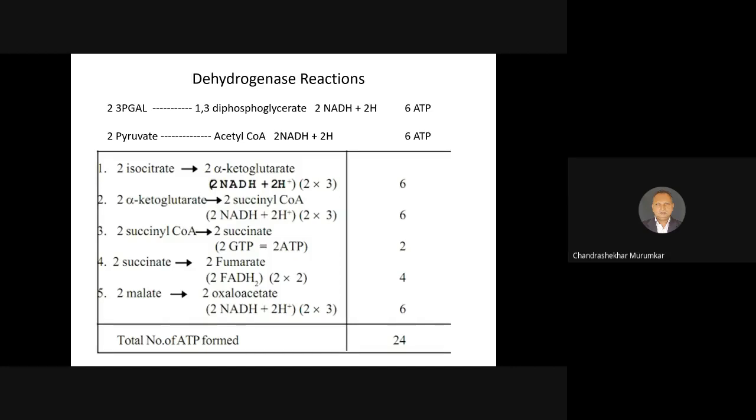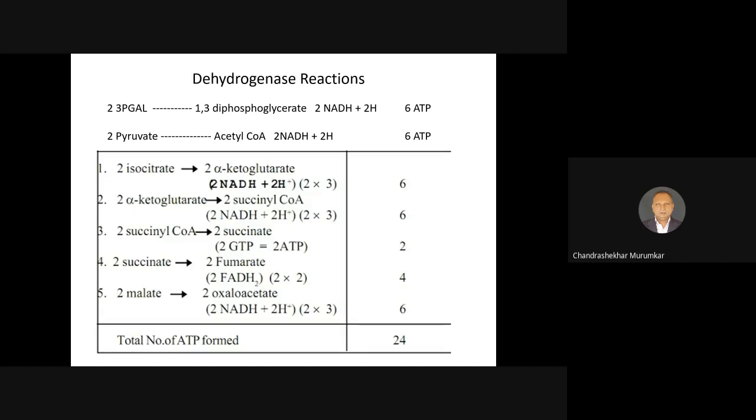Obviously the first step is 3-PGAL to 1,3-diphosphoglycerate, aldehyde to glycerate. So this step is the first step which is taking place in glycolysis. Pyruvate to acetyl-CoA, this step is taking place in the matrix of the mitochondrion, where the acetyl-CoA is synthesized, and then the acetyl-CoA enters into the TCA cycle or citric acid cycle, and these are the 5 steps, of which 3 steps are providing the NADH, 1 step is providing the FADH2, and 1 step is providing the ATP molecule.